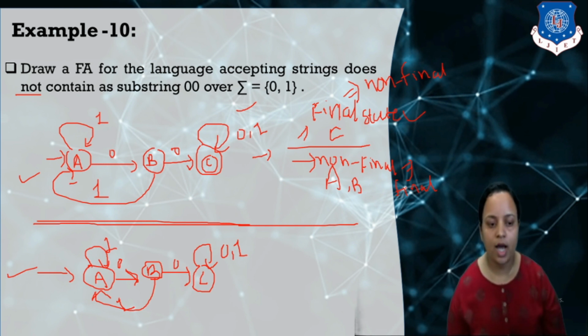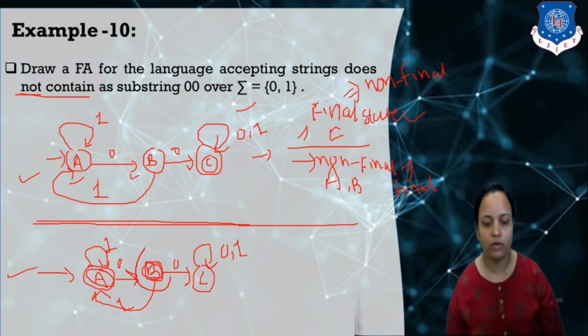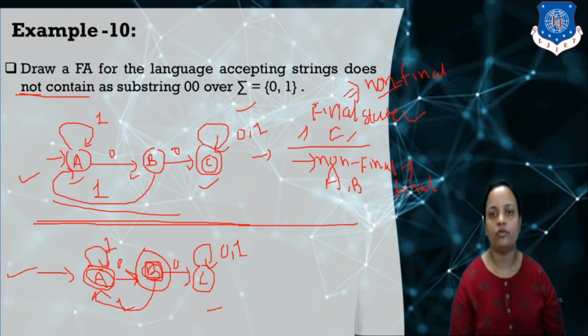So A and B are non-final states for this DFA. So for does not contain, we have to make A a final state and B a final state. Final state means you have to draw a double circle over here. And C is a final state for this DFA, but for does not contain, make C a non-final state. So C is our non-final state, so we make it a single circle only. So this is the DFA for not containing the substring 0 0.